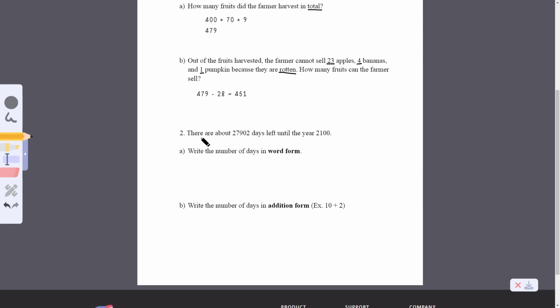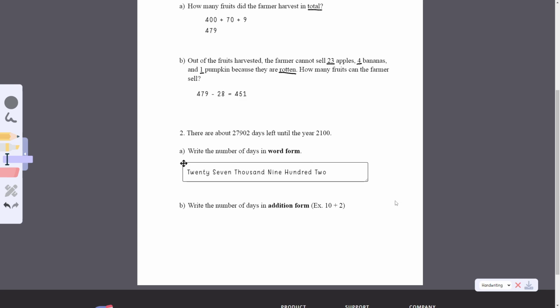Number 2, there are about 27,902 days left until the year 2100. Write the number of days in word form. So, to write the number of days in word form, you count the place values. 2's in the 10,000s, so you would write 20,000. 7's in the thousands value, so you write 27,000. 9's in the hundreds, so you'd write 900. Skip over the 0, go to the 2. 2's in the ones place, so you'd write 2. Your final answer should be 27,902.